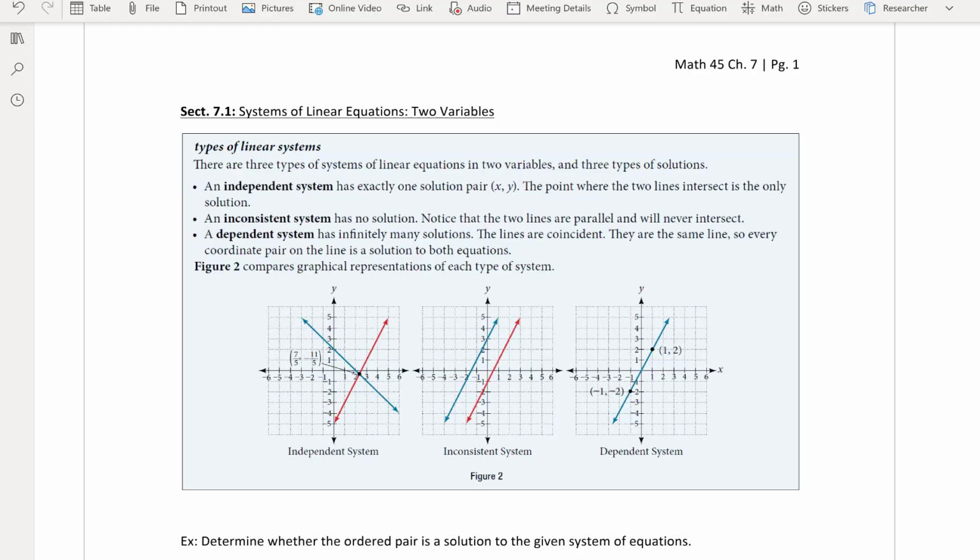Hello, Math 45 students. We are going to pick up on page 1, section 7.1, which is all about systems of linear equations in two variables.